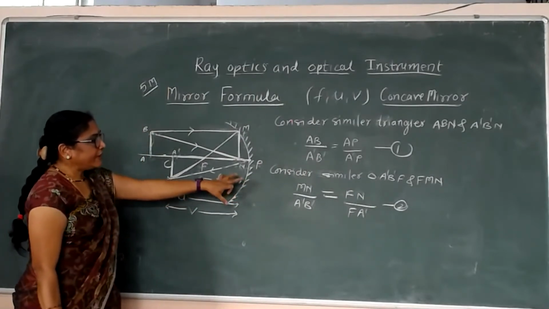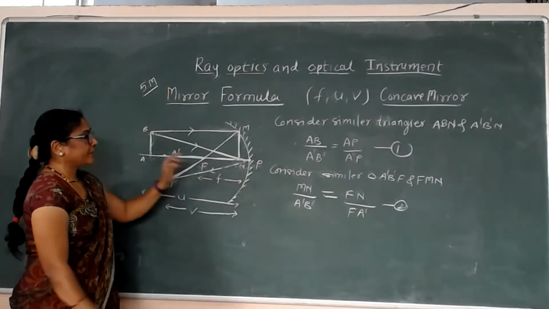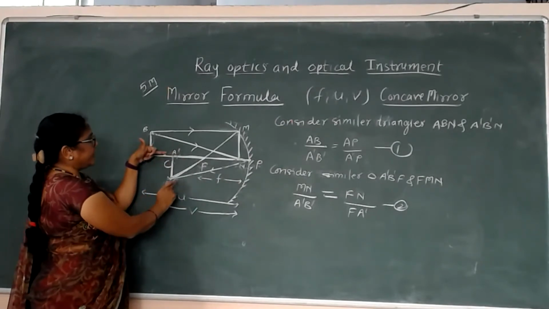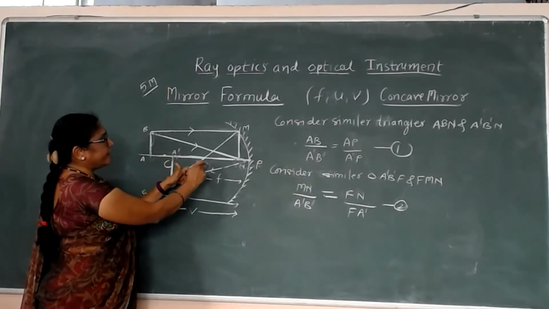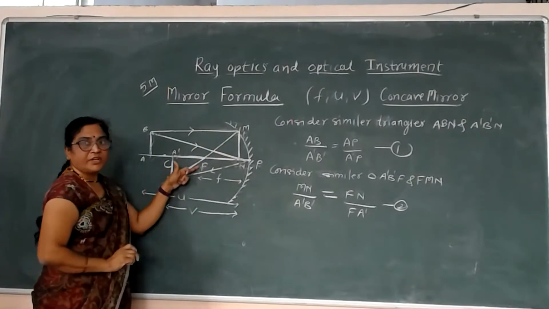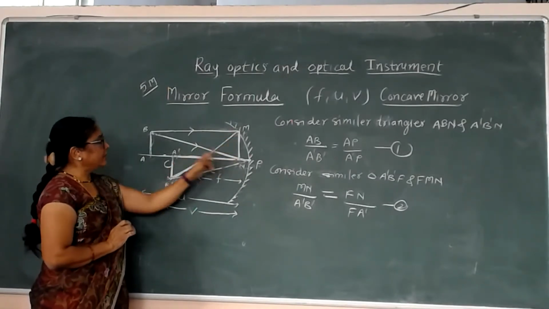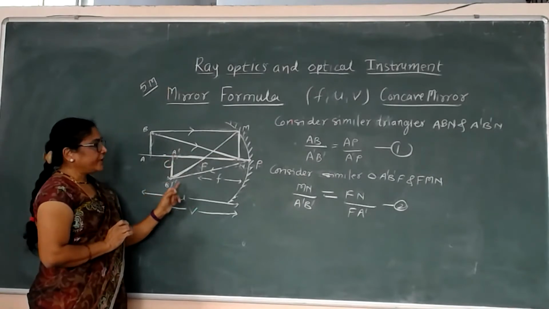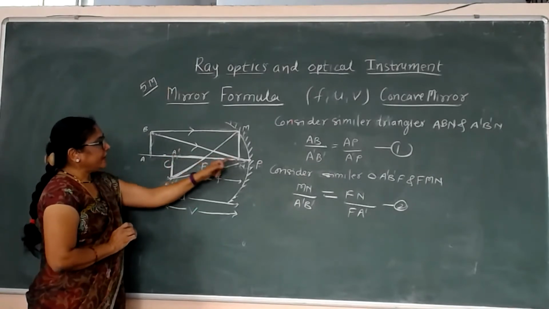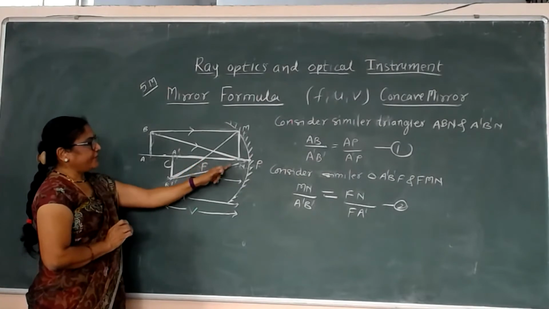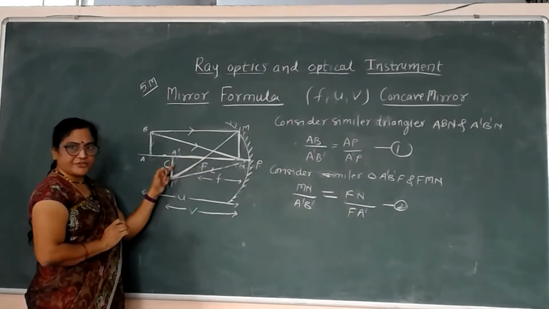So here, can we compare these two sides? That is A'B'F and another triangle FMN. In this we compare the two similar sides. That is M divided by A'B', and another one is N, or F, divided by FA'.